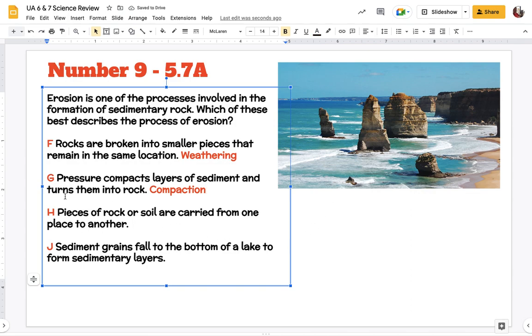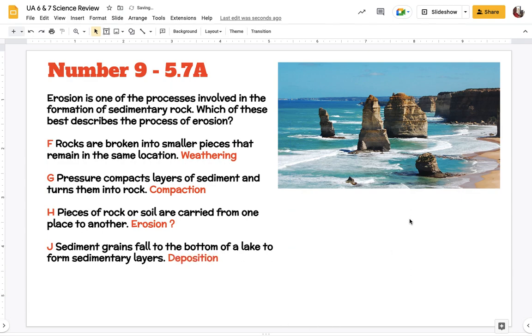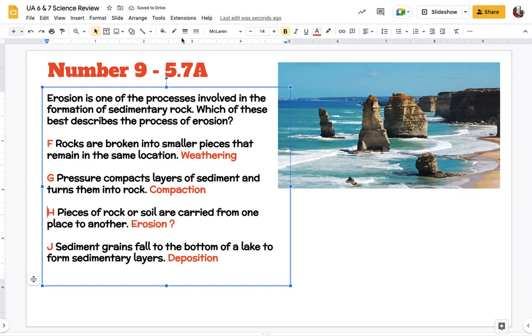And then looking at H, pieces of rocks or soil are carried from one place to another. Erosion takes it. I'm thinking this might be our one. Go ahead and write erosion. Put a question mark here. Let's see if I can get the question mark button to click. And then finally, this last one. Sediment grains fall to the bottom of a lake to form sedimentary rock layers. Which one was that? Deposition. Okay, so which one matched the best? That would be answer choice H.